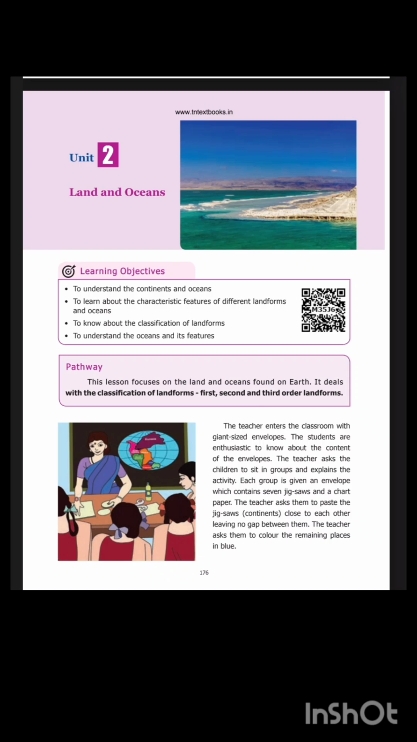Oceans. The earth looks blue when we see it from space. This is because two-thirds of it is covered by water. The water is found in oceans and seas. Oceans are vast expanses of water. Seas are water bodies partially or fully enclosed by land. As you have studied previously, there are five main oceans in the world.